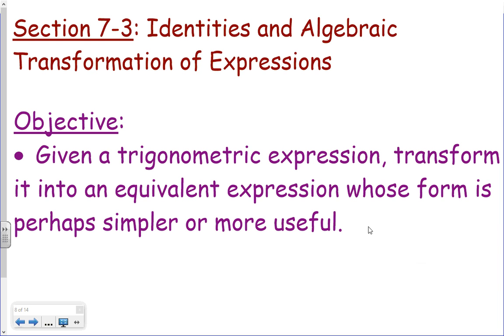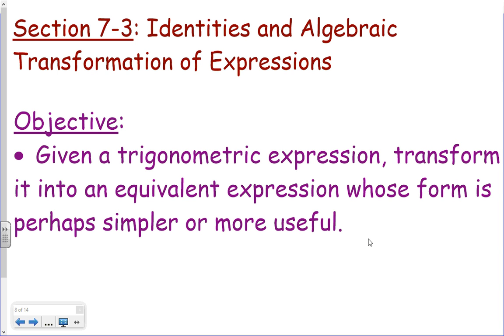Open up your book to section 7-3, we're on page 351 in your book. And the title of this section is Identities and Algebraic Transformation of Expressions. The objective is, given a trig expression, transform it into an equivalent expression whose form is perhaps simpler or more useful.